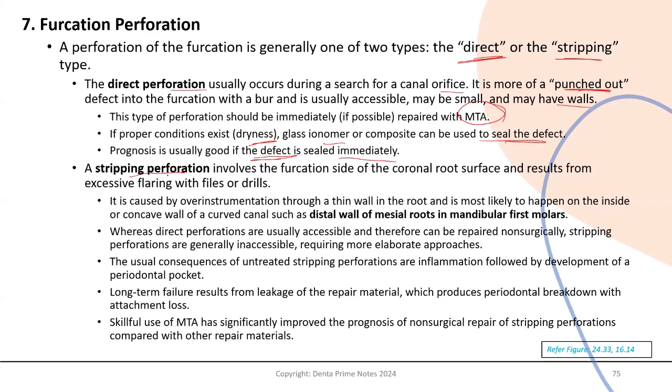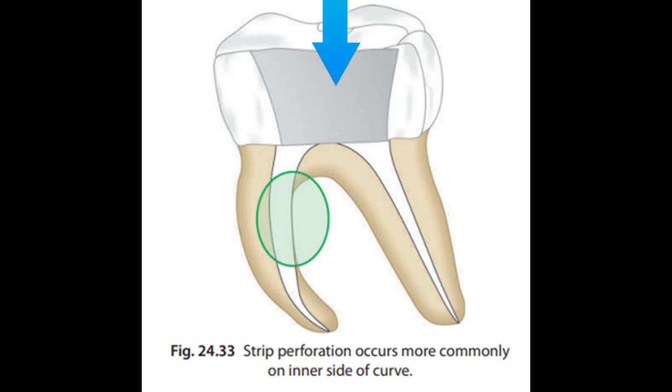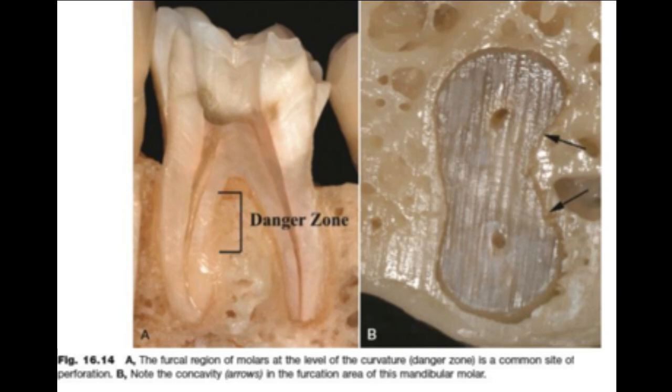Then comes strip perforation. Let's have a look at it and then we'll talk about it. So, direct perforation in this area, this area, this area. This is called furcation perforation. And this that you can see here in this green circle, this is strip perforation. This is a danger zone for a tooth. It curves in such a way that it's always possible to cause strip perforation in this area. The furcal region of molars at the level of curvature, the danger zone, is a common site of perforation.